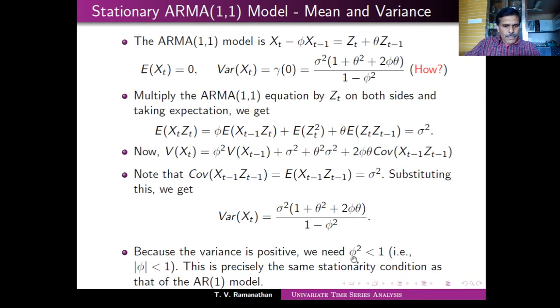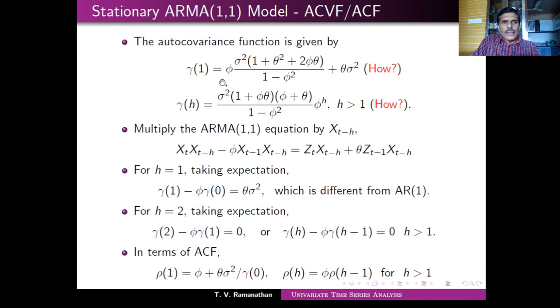So now you can see from this formula, it is very easy to see that the variance will not be positive unless you have absolute of phi less than 1. If absolute of phi is greater than 1, this will be negative. So that is not allowed. We need absolute phi less than 1. This is already the case with the AR1 model.